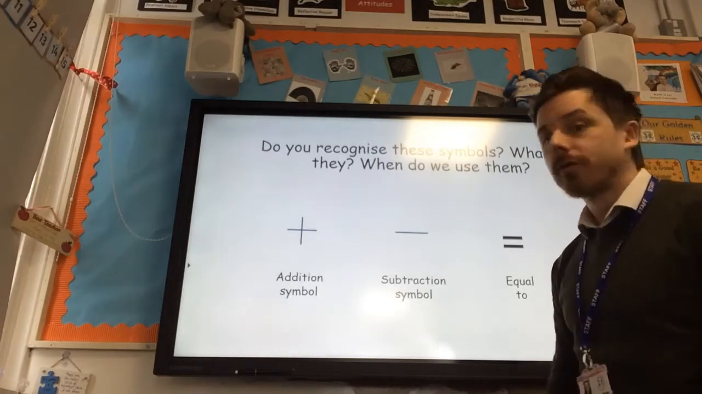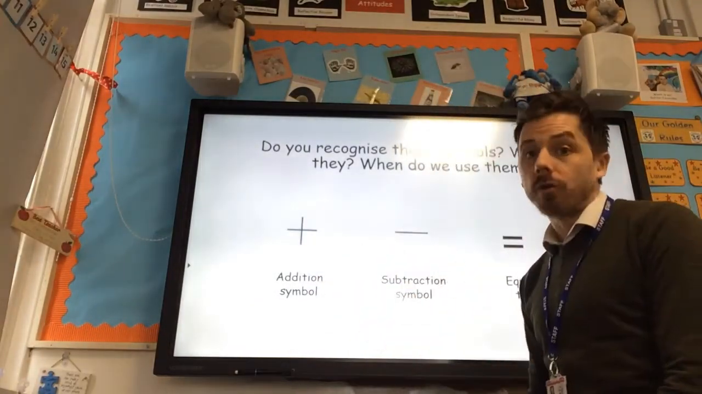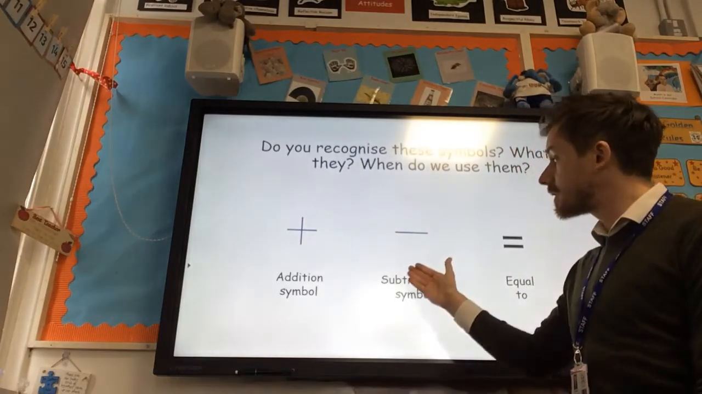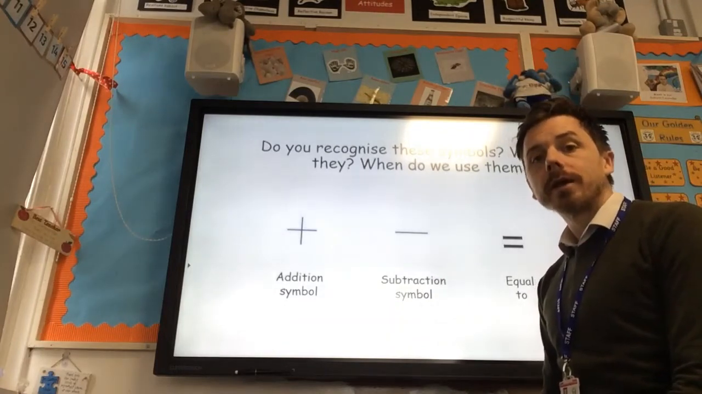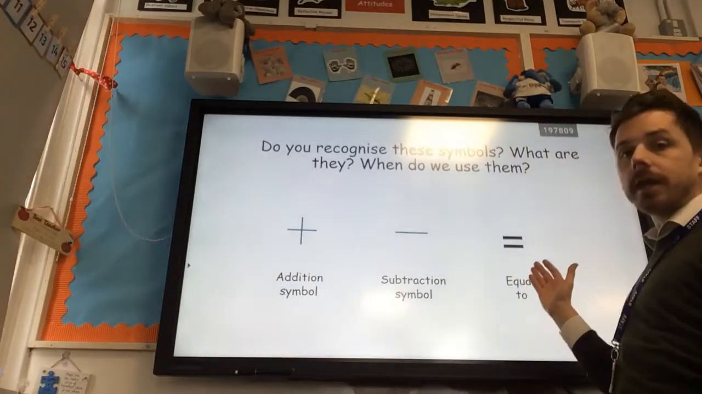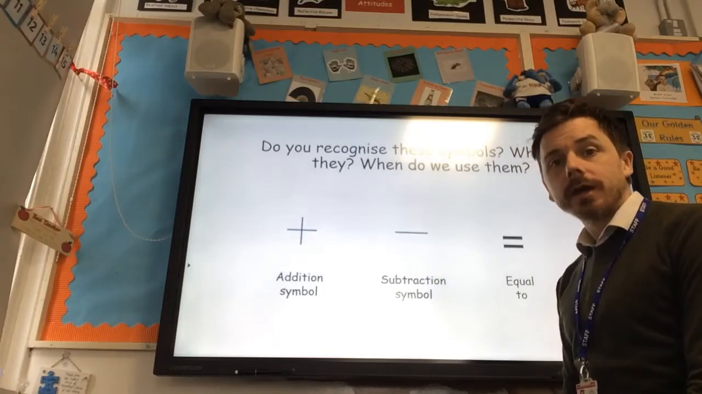Okay, good. So we've got, of course, our addition symbol here, used to combine two amounts or even more. We've got next to it the subtraction symbol, also known as the takeaway sign, usually used when subtracting or taking one group away from another. And then at the end, we've got the equal or the equal to sign. Now, I hope you know those symbols already.